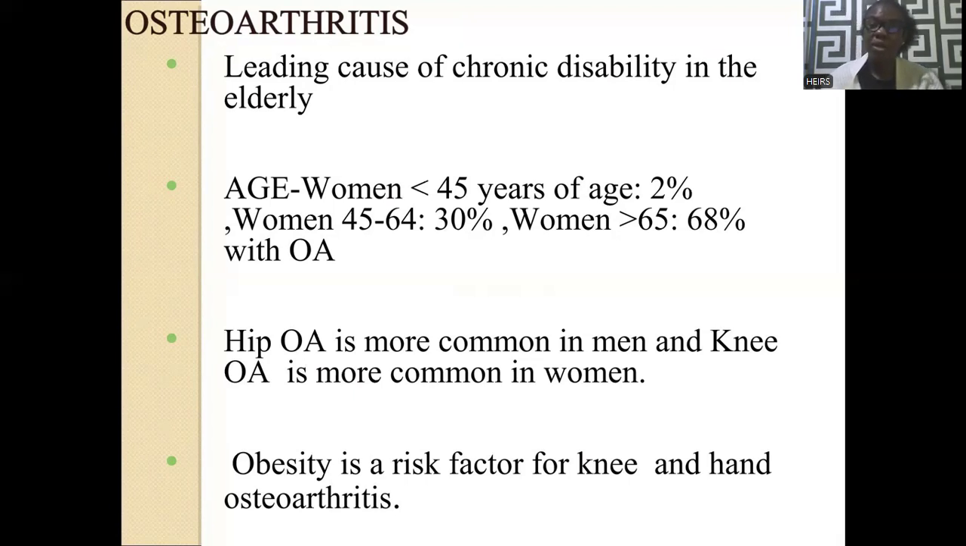Women greater than 65, about 68% of such population have a diagnosis of osteoarthritis. So there's a very high chance that your patient that you would be providing care for has a diagnosis of osteoarthritis and may have some challenges with locomotion. Osteoarthritis of the hip is more common in men. Osteoarthritis of the knee is more common in women. Obesity is a risk factor for both knee and hand osteoarthritis.